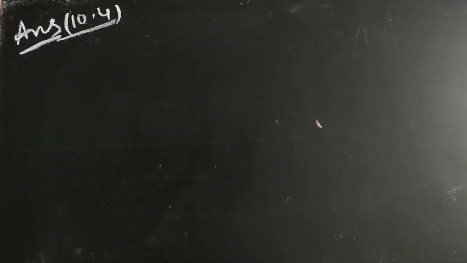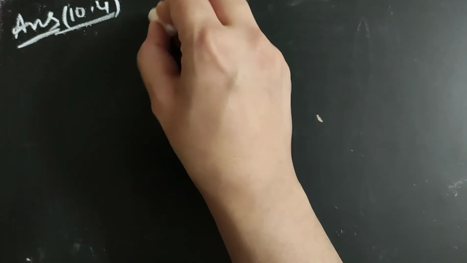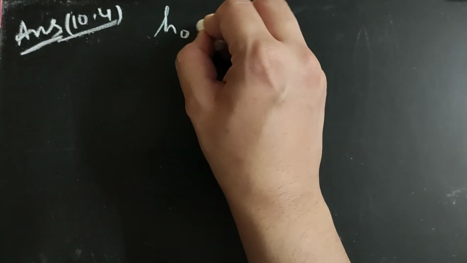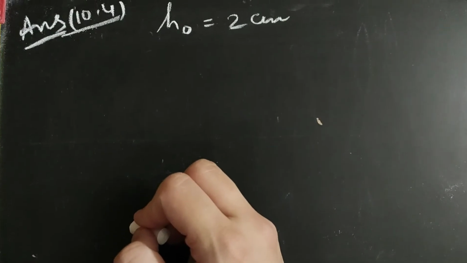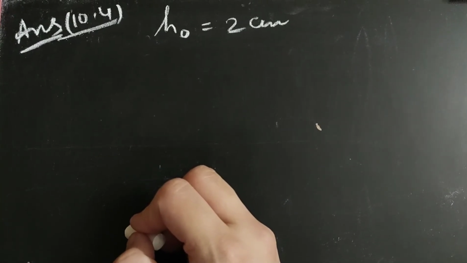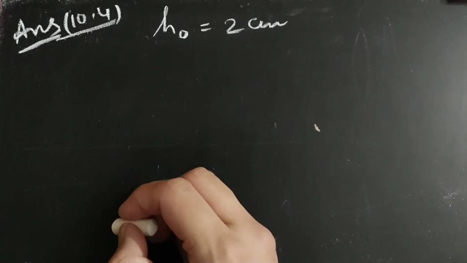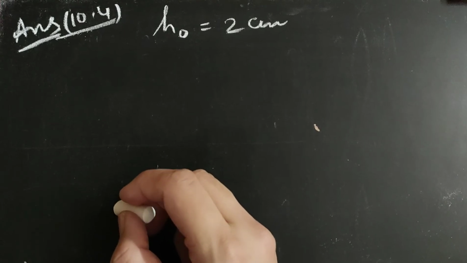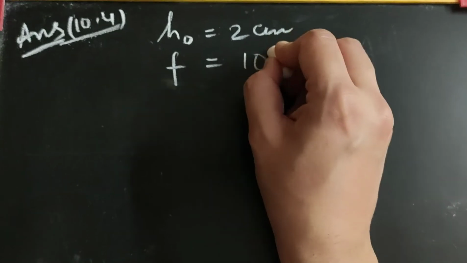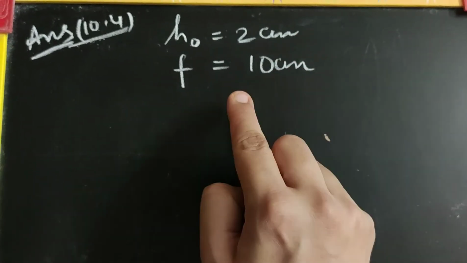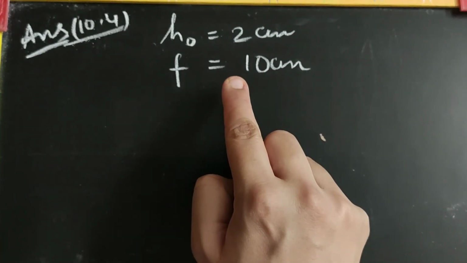Now the question says a 2 cm tall object. So that means what is given? Height of the object is given, 2 cm. It has been placed in front of a convex lens of focal length 10 cm. So focal length is given here, 10 cm, and since it's a convex lens, we'll take the focal length to be positive.